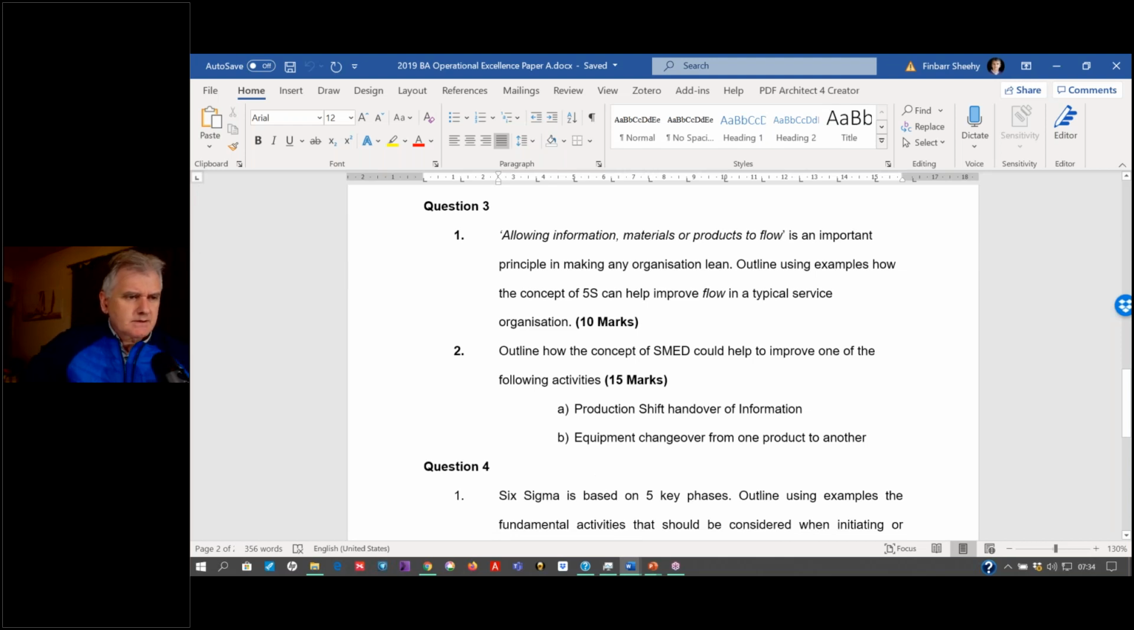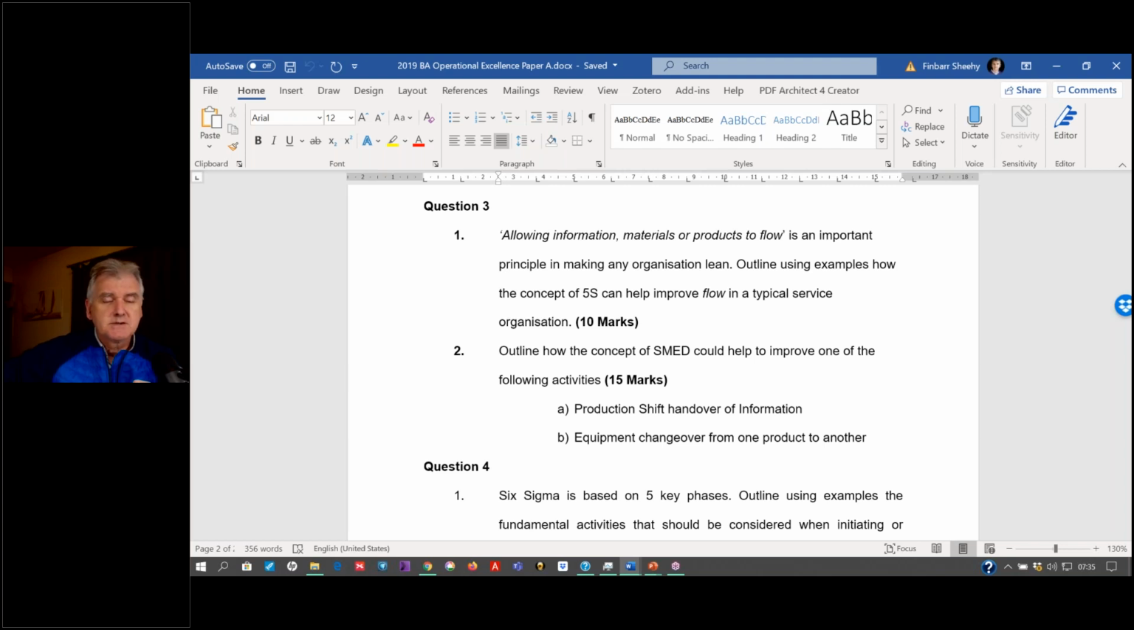So this is from 2019. Allowing information, materials, or product to flow is an important principle. Outline using an example how the concept of 5S could help improve flow in a typical service organization. So again, I'm not asking you what is 5S, that's kind of too obvious, but it's more about the application of it. So how can you use 5S, for example, to improve the flow?